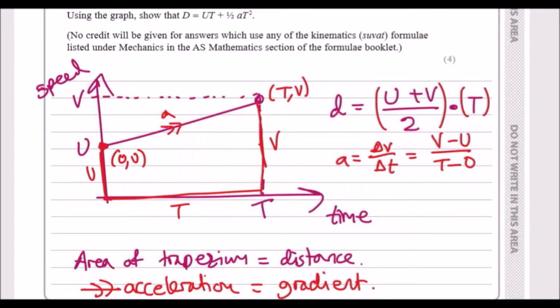That's easy. Now, as for the acceleration, the gradient is always calculated as the change in y over the change in x. In this case, our y is our speed, and our x is time t. So change in v over change in t. The change in the y coordinates is v minus u, and the change in x coordinates is t minus 0. So that's it, and all of that equals a.